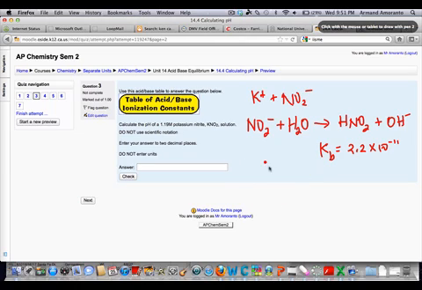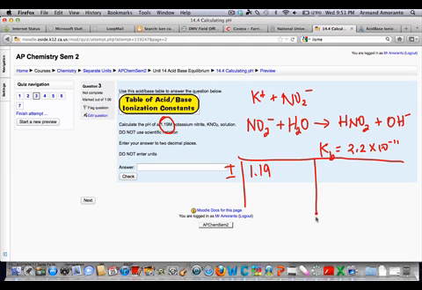And for this ICE table, what you want to think of is that this guy right here, in the beginning, I actually have a 1.19 molar of this stuff, because that is the molarity of the potassium nitrite solution. And since it dissociates completely, just like a strong acid, that's going to be my initial concentration. And my water, of course, produces nothing. HNO2, of course, has 0 in the beginning, and that has 0. The change, of course, will be a minus x in this one. Since everything is a 1-to-1-to-1 ratio, this will be a plus x and a plus x.